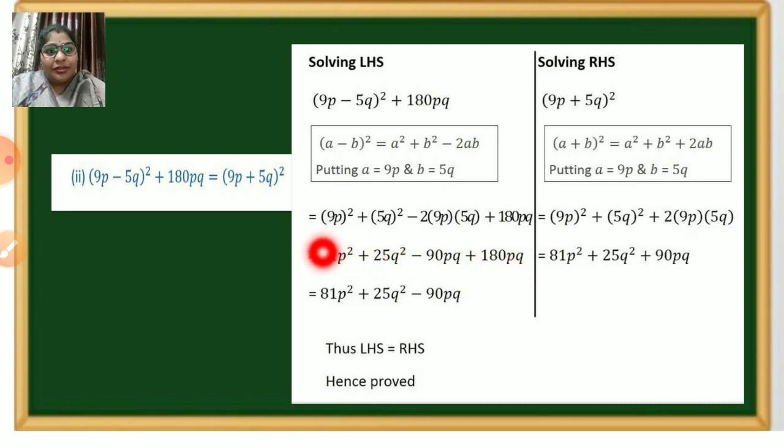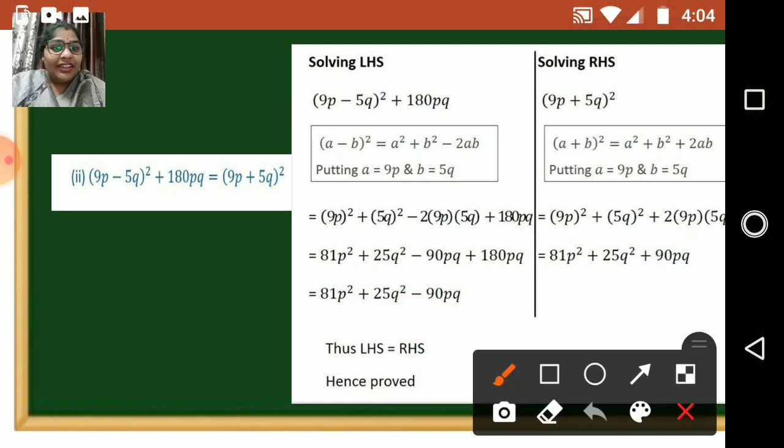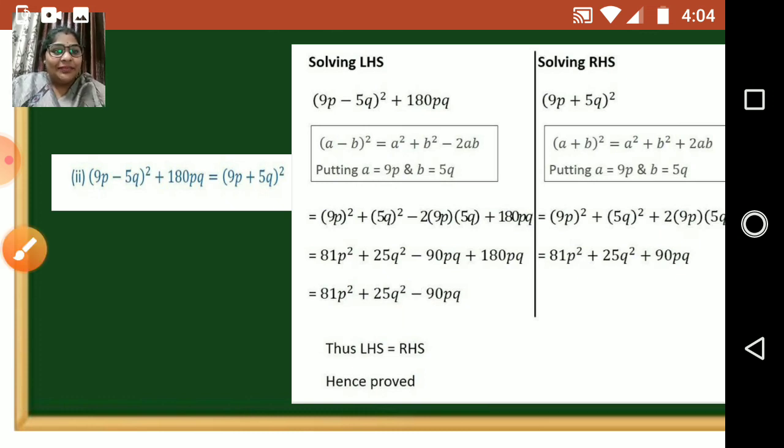Now here, children, for p square there are no other like terms, so I'll keep 81p square as it is. Plus 25q square, there are no other like terms either, so 25q square as it is. As we know, we can add and subtract only the like terms. Unlike terms will be as it is. Now here you can see the last two terms, there is pq, pq. So here 180 minus 90 will be 90. 90pq. It is plus 90pq, children. Make a correction here. It is plus. All right, now coming to the right hand side.